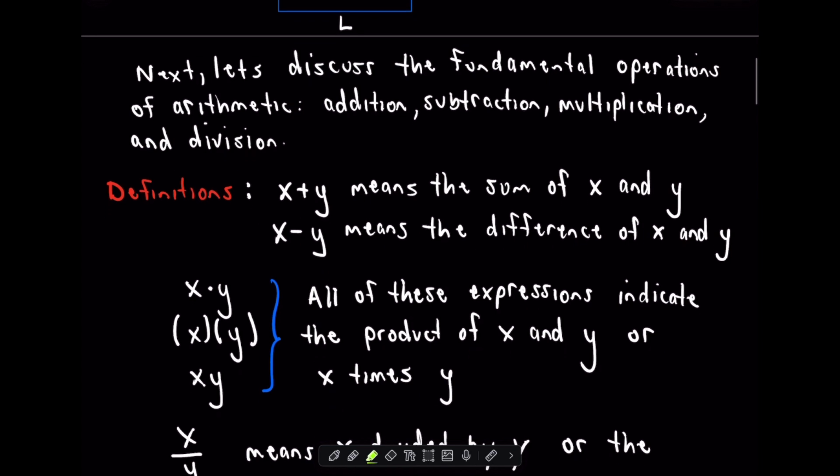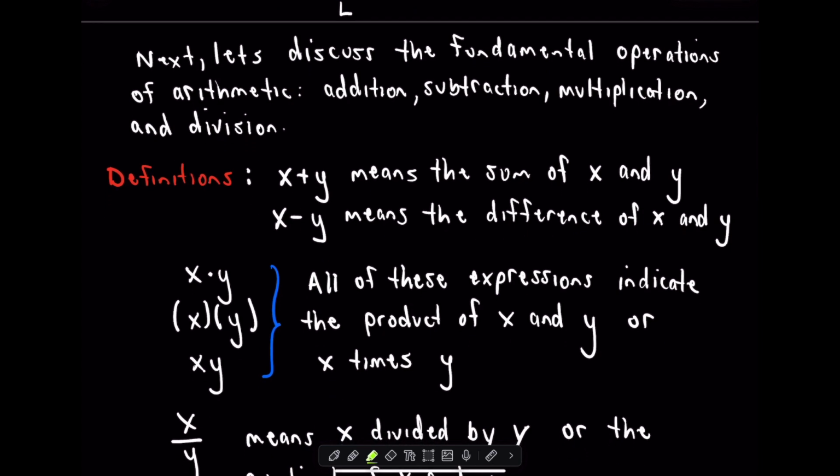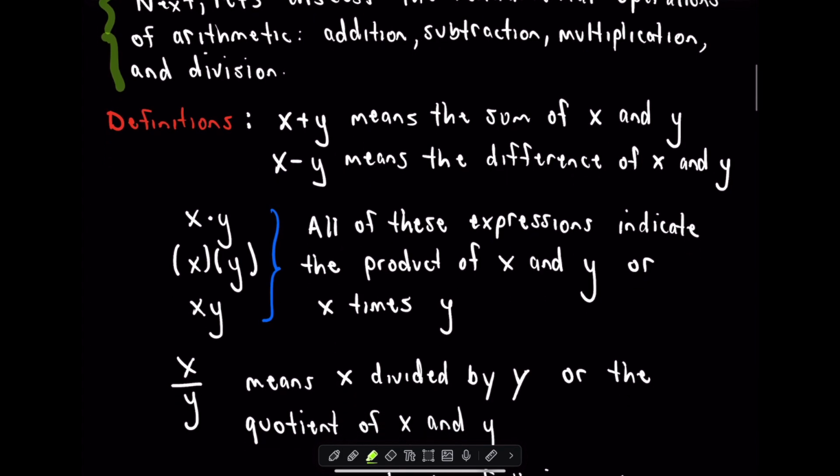Okay, so let's talk about some of our notation. We're going to talk about these fundamental operations of arithmetic: addition, subtraction, multiplication, and division. I think a lot of this will be relatively intuitive. For example, when we write X plus Y, that simply means the sum of the quantity X and the quantity Y. Likewise, X minus Y simply means the difference of X and Y. Okay, so far so good.